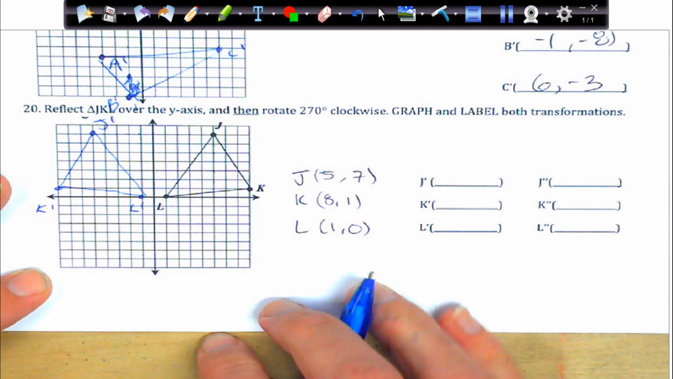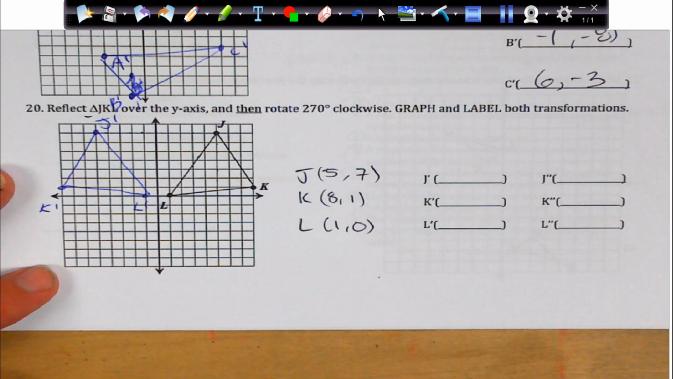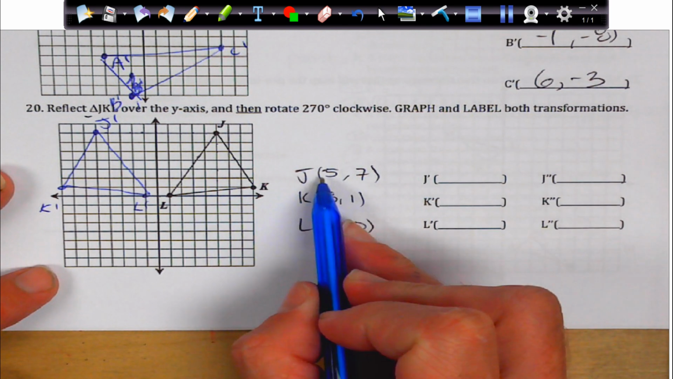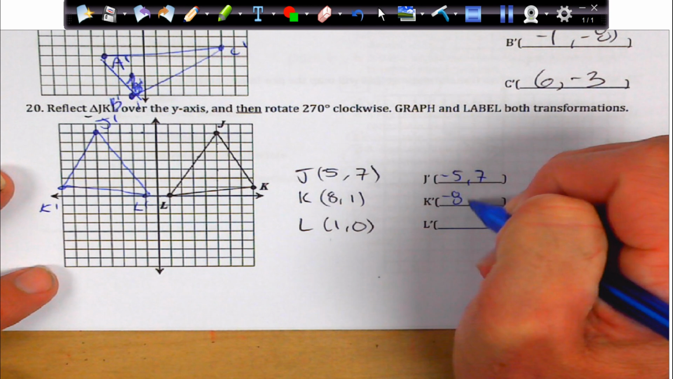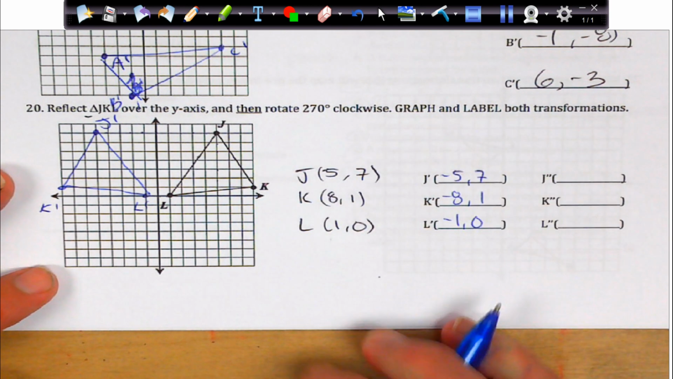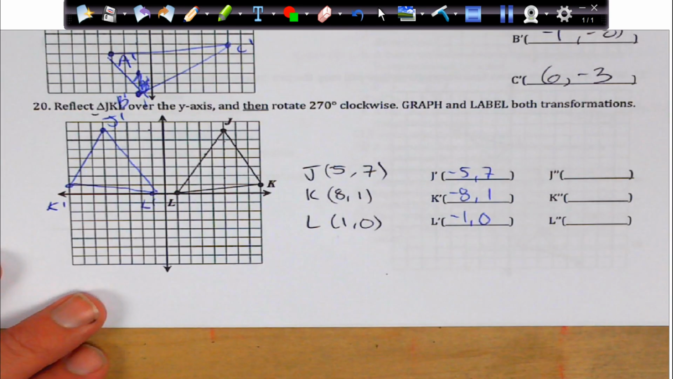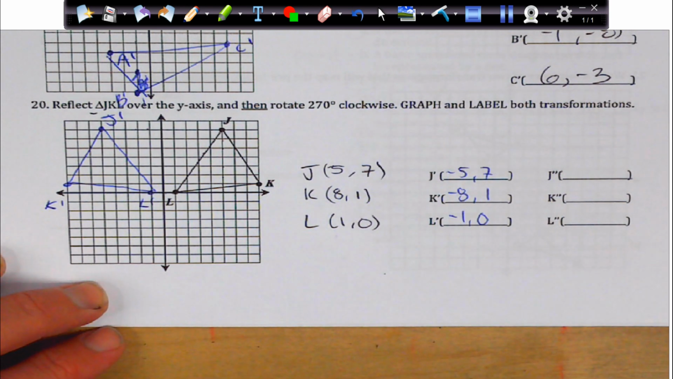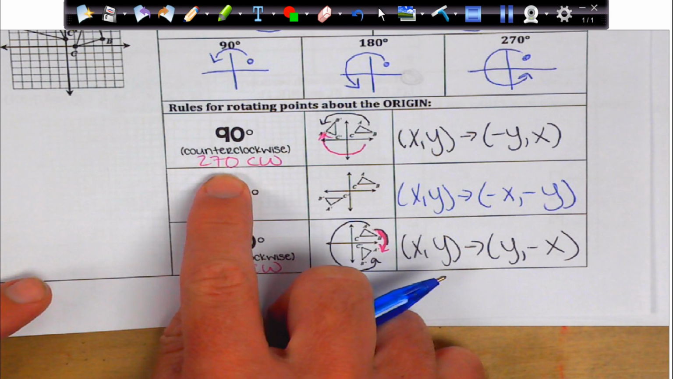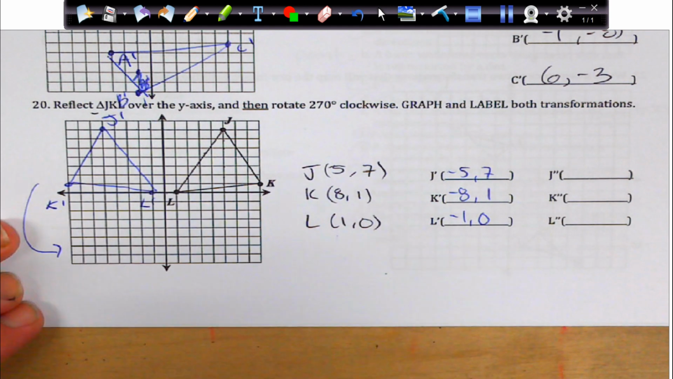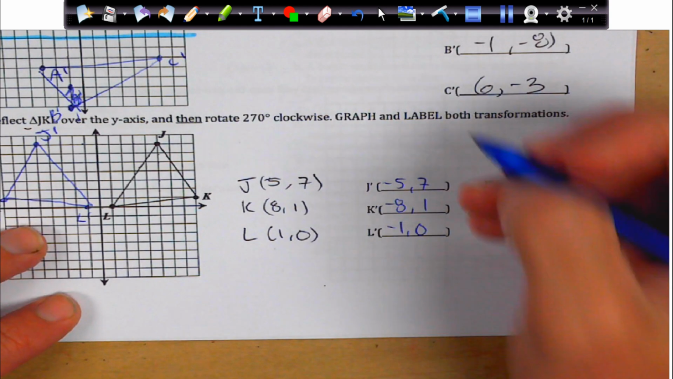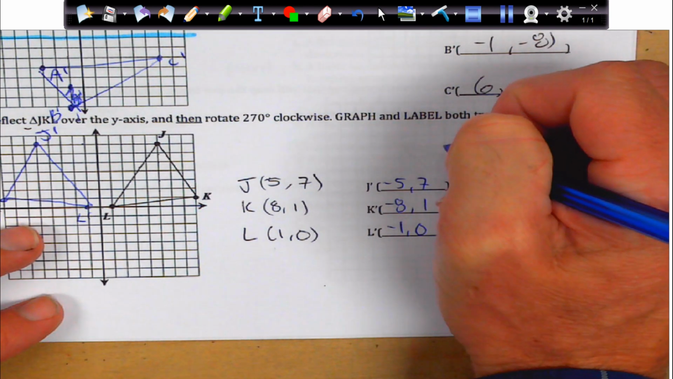Okay. So what's interesting here is that all I have to do is really change these into negatives, and we should be good. -5, 7, -8, 1, -1, 0. All right, now I'm going to take this and rotate it 270 clockwise. So we got to be careful. It says clockwise right there. So we remember our rule. Clockwise is the same as 90 degrees counterclockwise. So it's really going to end up in this quadrant somewhere, okay? And so my rule, and I'm just going to write my rule right here, is -y, comma x.